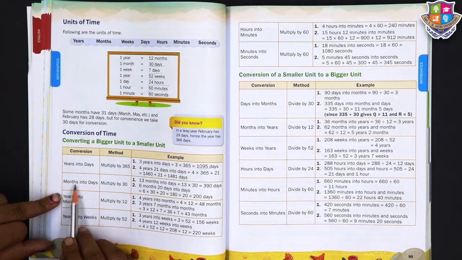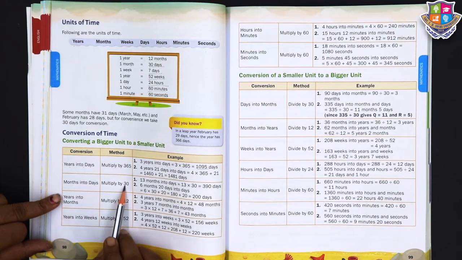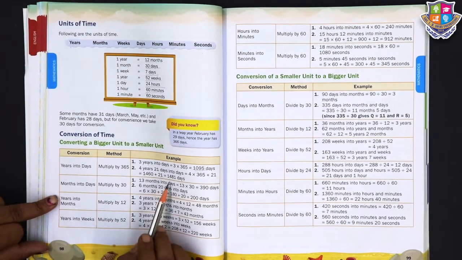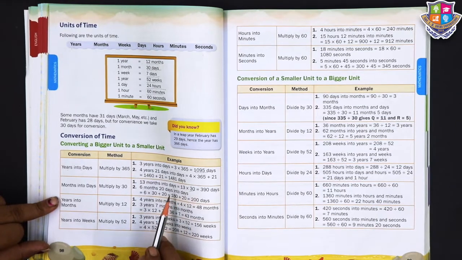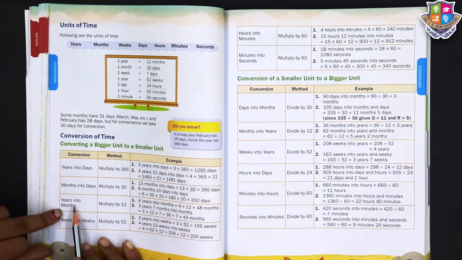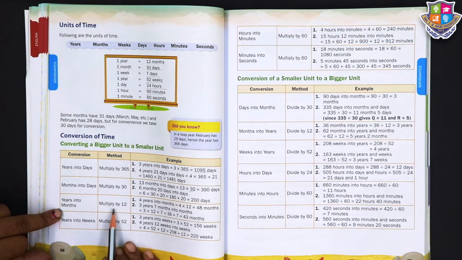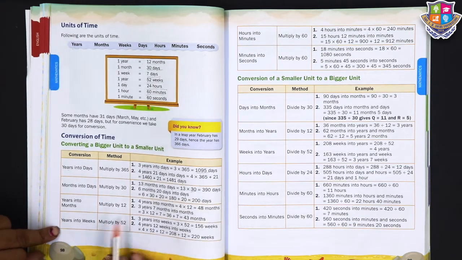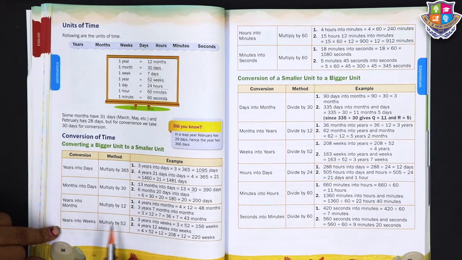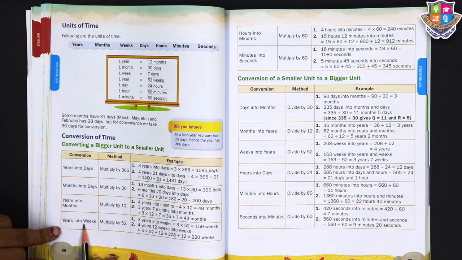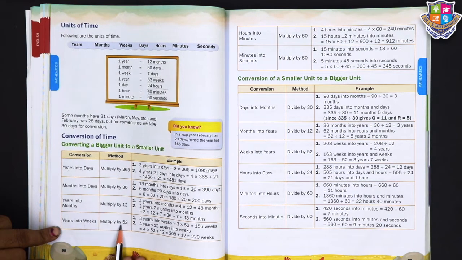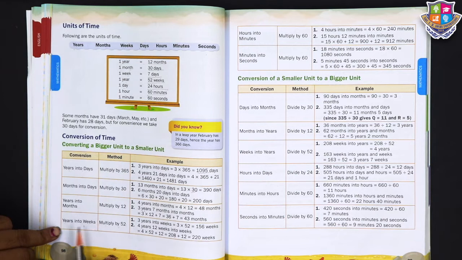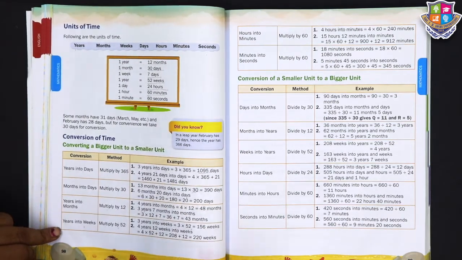Now, months into days, multiply by 30. When you are converting months into days, you just have to multiply by 30. And when you have to convert years into months, you just have to multiply by 12, because 1 year is equal to 12 months. Years into weeks, multiply by 52. How many weeks are in a year? 52. That's why 3 years into weeks means 3 multiplied by 52 weeks.